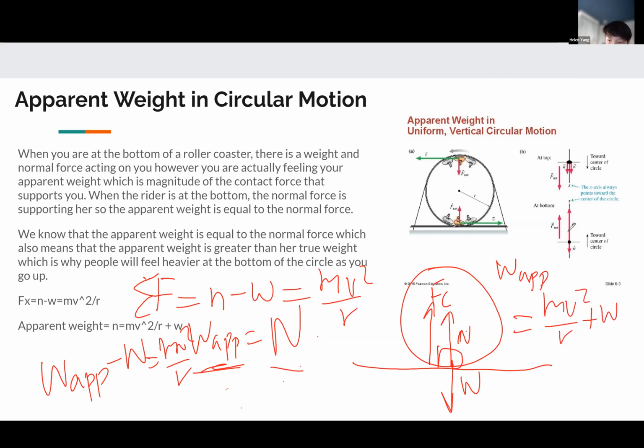So you can see that if you're going faster or any speed, the apparent weight is always going to be larger than the actual weight. And you always feel your apparent weight at the bottom. So it'll always be larger. That's why you feel heavier when you're at the bottom.